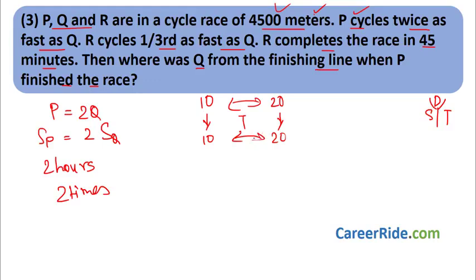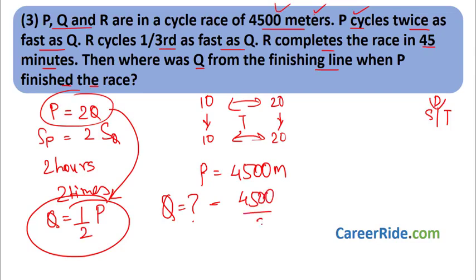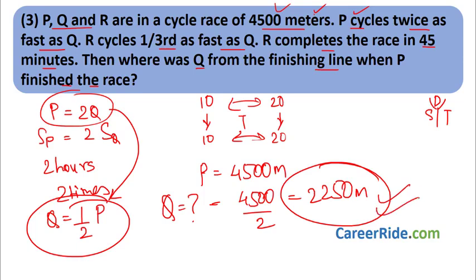So this is pretty common sense. P would cover twice the distance as Q, right? So the distance covered by P is twice the distance covered by Q. That means Q will cover half the distance of P. So if P covers 4500 meters, how much will Q cover? It is simply 4500 divided by 2, equal to 2250 meters. This is the answer. Let's see how.